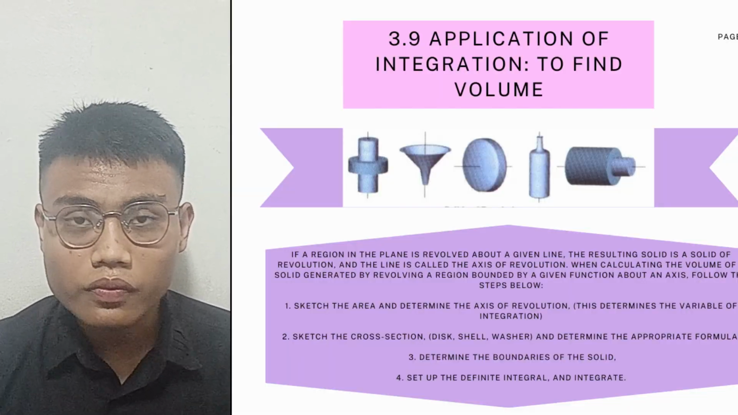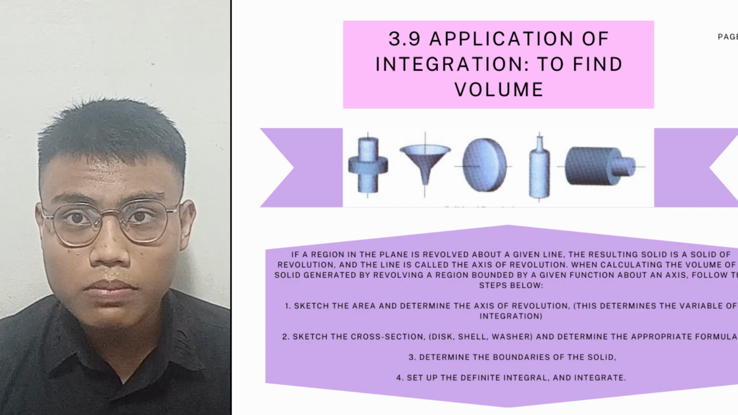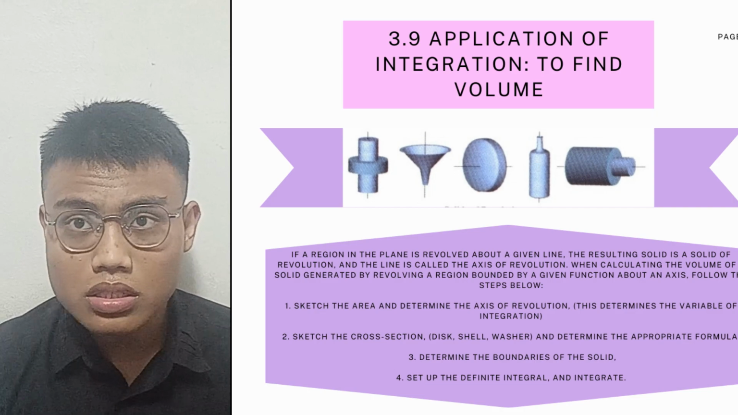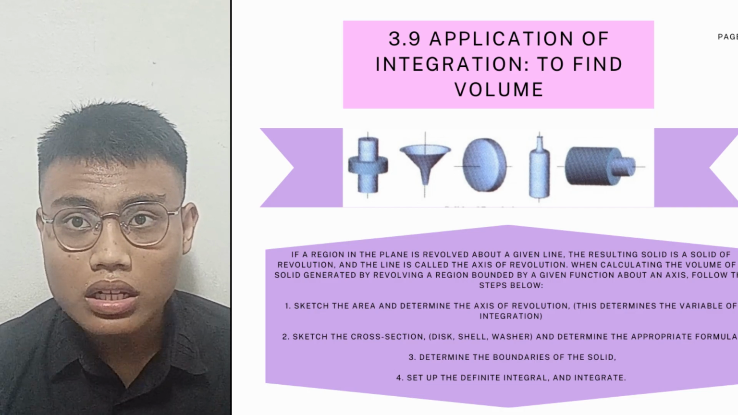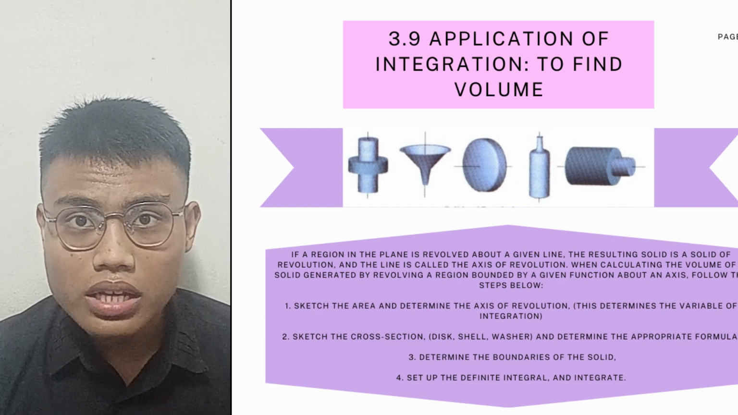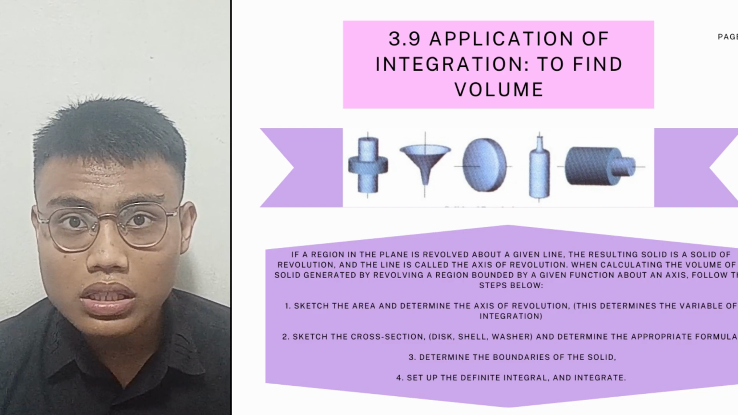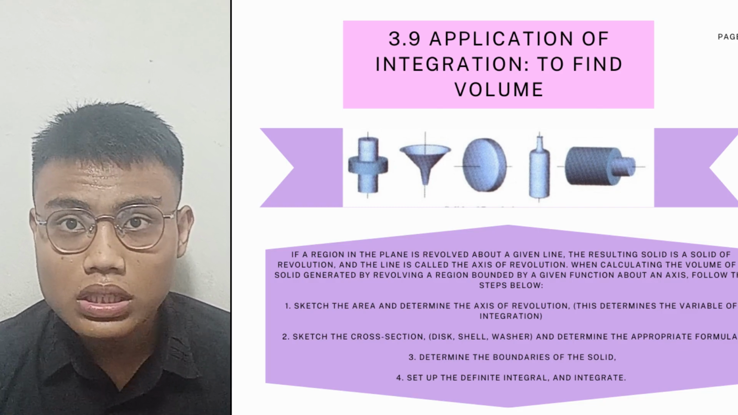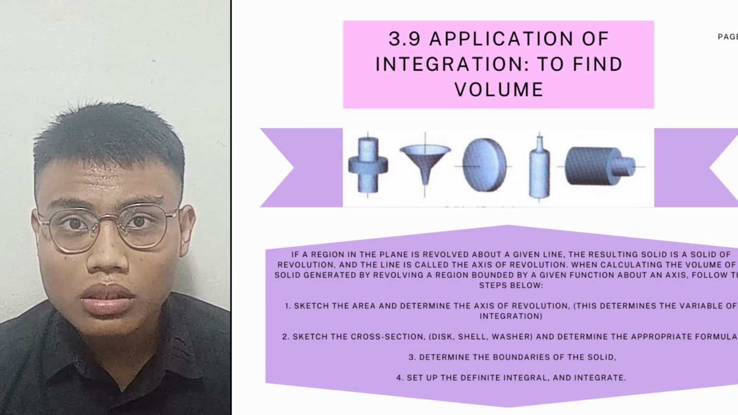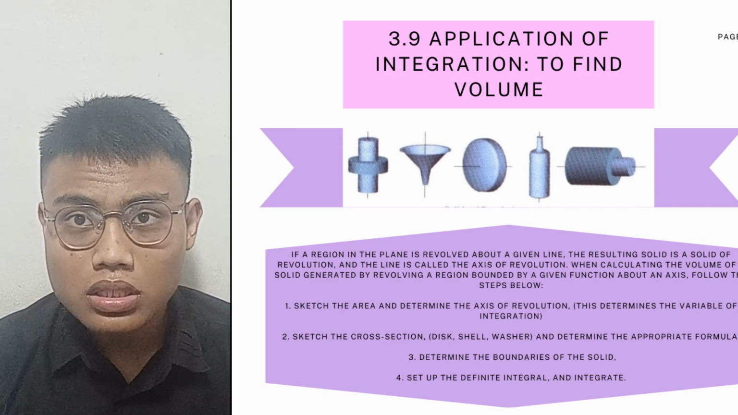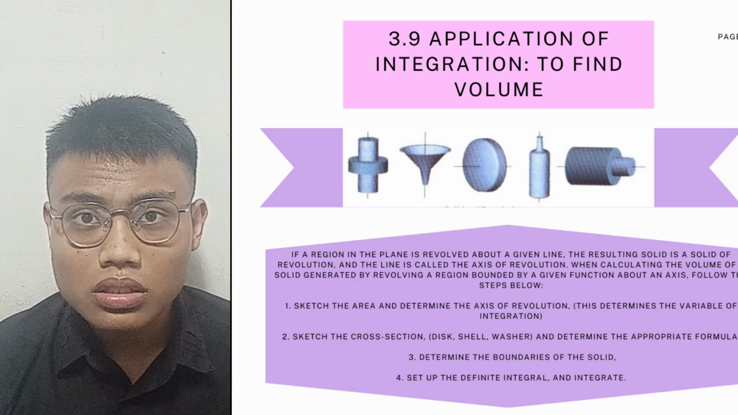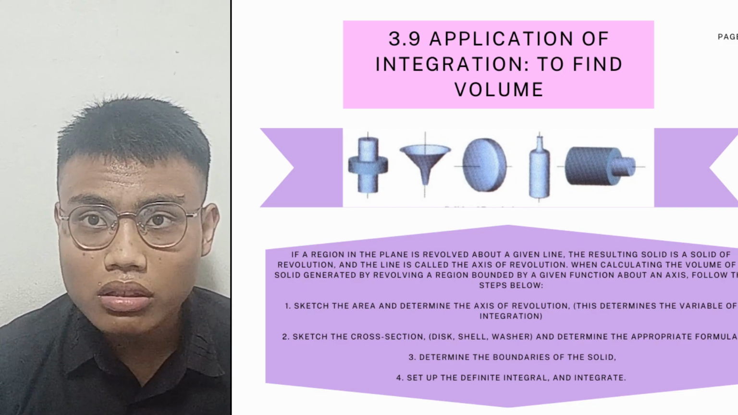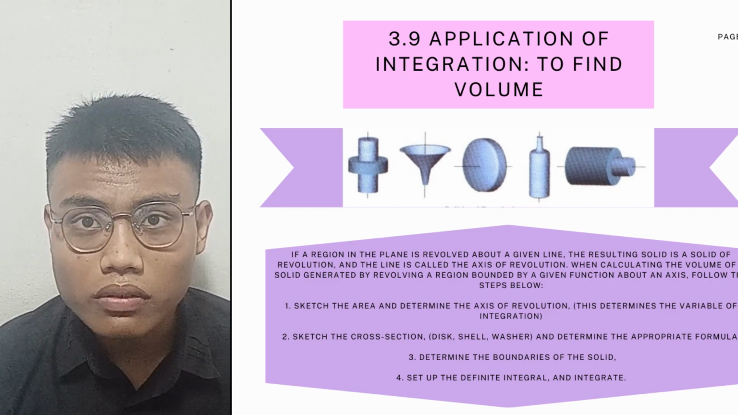Application of integration to find volume. If a region in the plane is revolved about a given line, the resulting solid is a solid of revolution, and the line is called the axis of revolution. When calculating the volume of a solid generated by revolving a region bounded by a given function about an axis, follow the steps below. First, sketch the area and determine the axis of revolution. This determines the variable of integration.